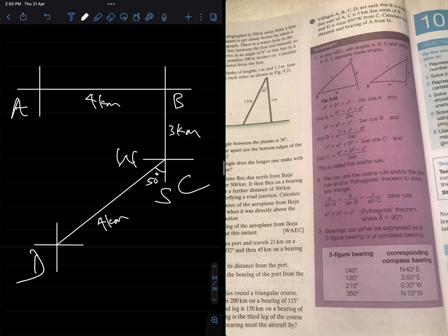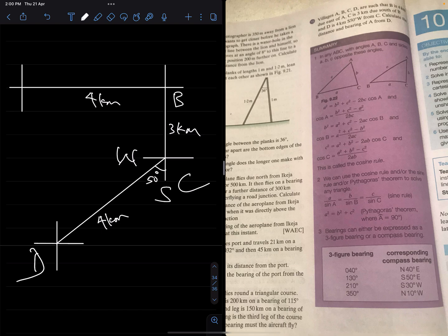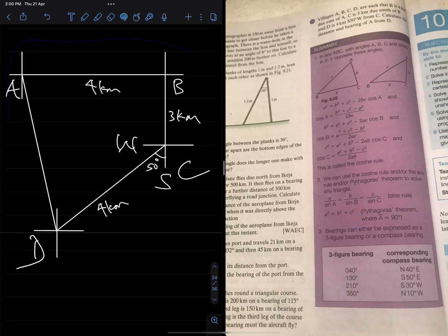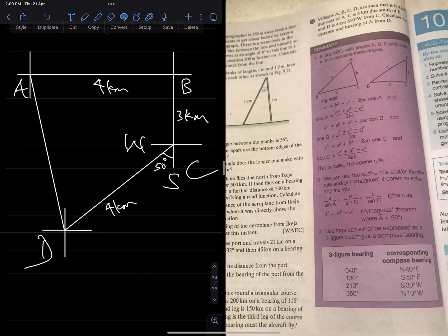Let's find distance. Distance is the line that joins A to D. Maybe I should put A here so that it will be easy for me to join A to D. Yeah, this is A. Now this is AD. I can even adjust the entire diagram by moving it a little sideways. They said calculate the distance and bearing of A from D. So I'm finding distance DA and the bearing of A from D, which is this angle.